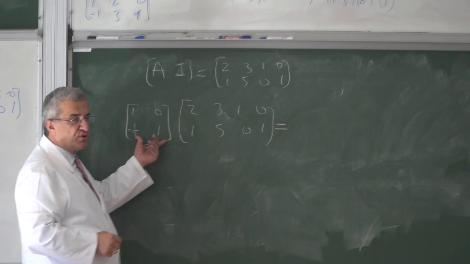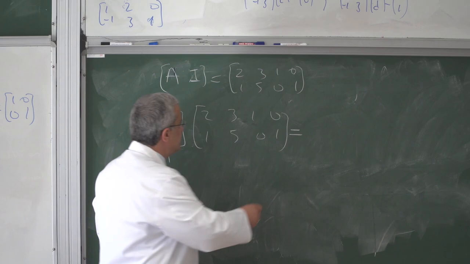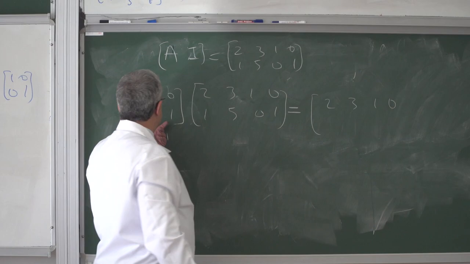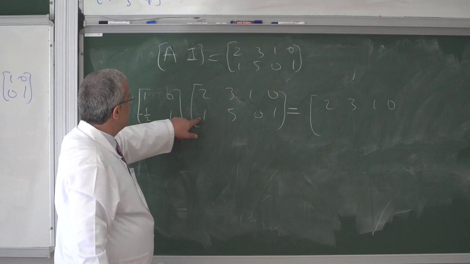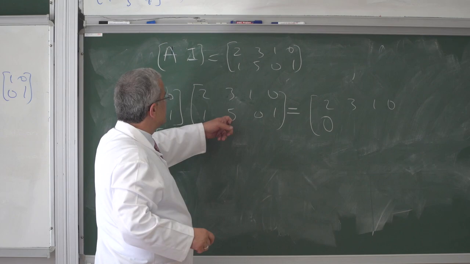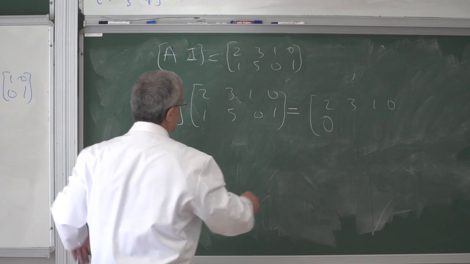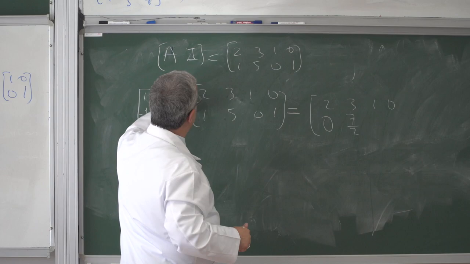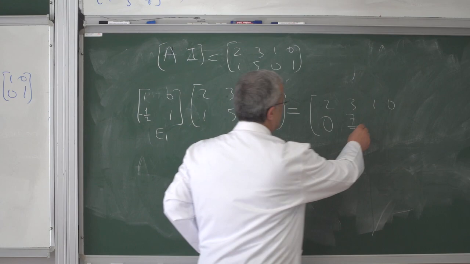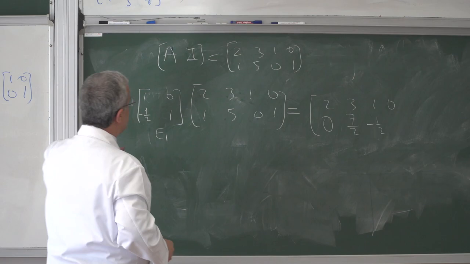When I multiply it with this one, the result is that the first row remains the same, and let's see what happens in the second row. -1/2 times 2 is -1, +1 becomes 0. -1/2 times 3 plus 5, which is 7/2, right? And -1/2 times 1 plus 0 is -1/2. And 1 is 1.